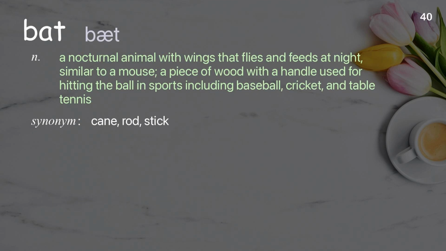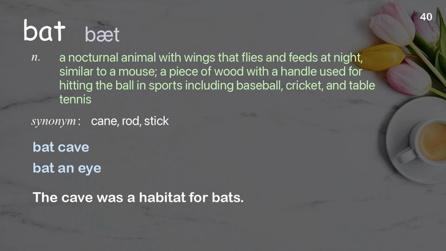Bat: A nocturnal animal with wings that flies and feeds at night, similar to a mouse, a piece of wood with a handle used for hitting the ball in sports including baseball, cricket, and table tennis. Examples: Bat cave. Bat an eye. The cave was a habitat for bats.